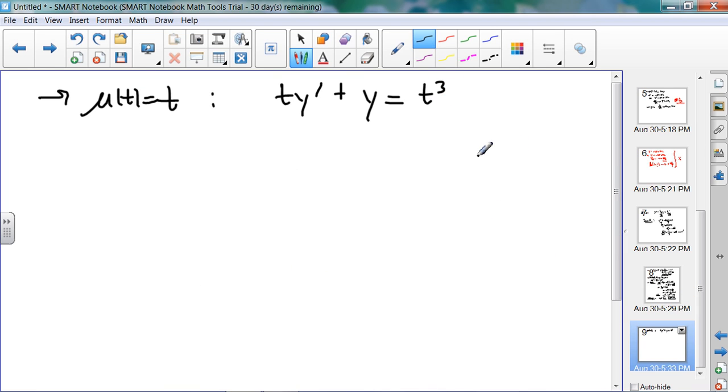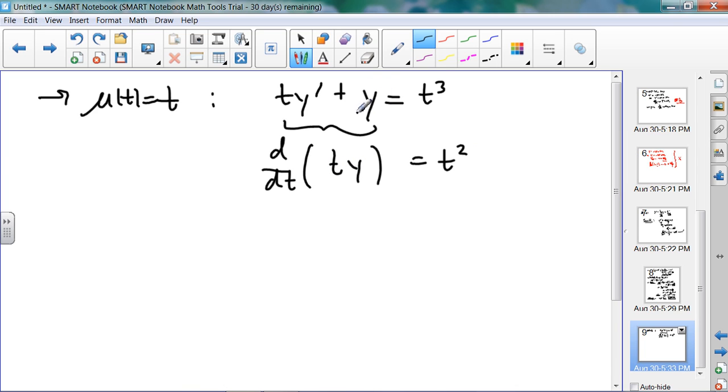Okay? So at this point, you might be wondering, why go through all that trouble? And the answer is because now, if we look at the left-hand side, this is exactly equal to the derivative of t times y. And we can check that really quickly. This is a product rule. The derivative of t is 1 times y. That gives you that term. Plus t times the derivative of y, and that gives you that term.